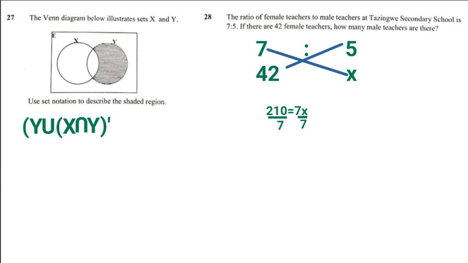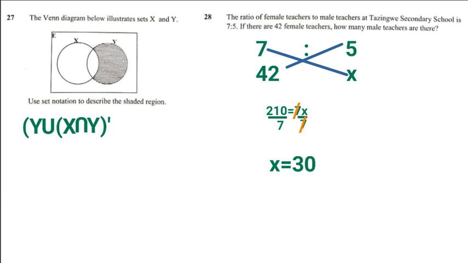So 7X divided by 7 will give us, it's more or less like we cancel the 7s in both terms, which means it's going to give us X. Then 210 divided by 7 will give us 30. So there are 30 male teachers at Tazingwe Secondary School.